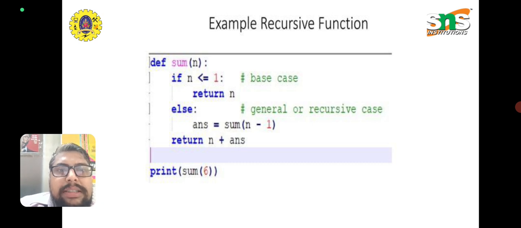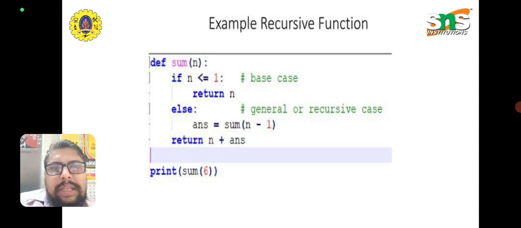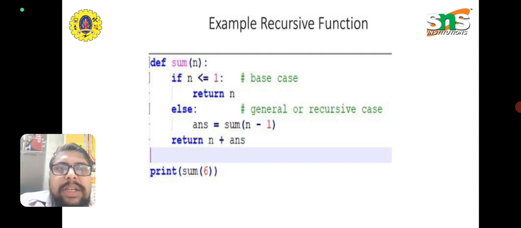Can anyone guess what this program is? It is nothing but, when we give the value 6, 6 plus 5 plus 4 plus 3 plus 2 plus 1, such that it will print the sum of the given numbers. For example, 6 means n will be substituted as 6. If 6 is greater than 1, it prints the value 6. If the condition fails, it goes to the else part, where the answer is sum equal to 6, and sum of 6 minus 1 is nothing but 5.